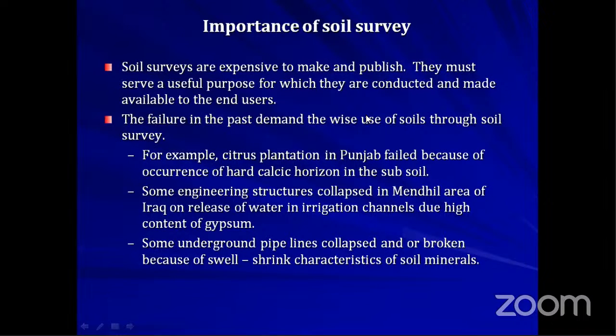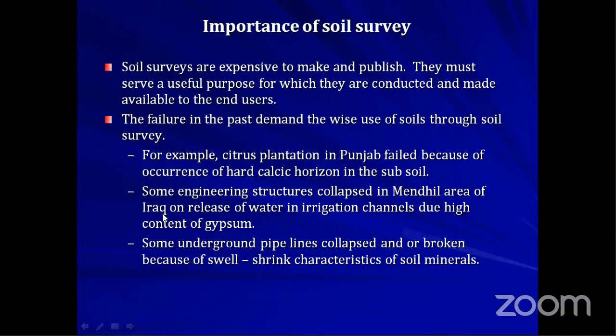So regarding importance, students, we have discussed many things. If we go with improper management, if we don't have proper knowledge of soil, what will happen? Here are a few examples, students. Especially in Punjab, all the citrus plantations failed. Why? Because there was a hard calcic horizon. If there is a calcic horizon, the root system will not develop. So that's what happened; this citrus plantation failed in Punjab.